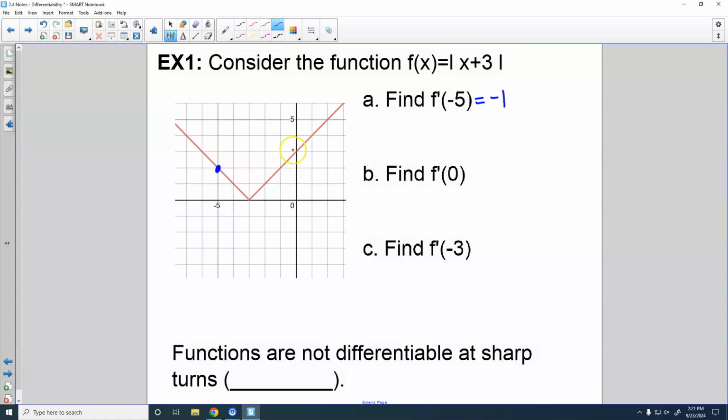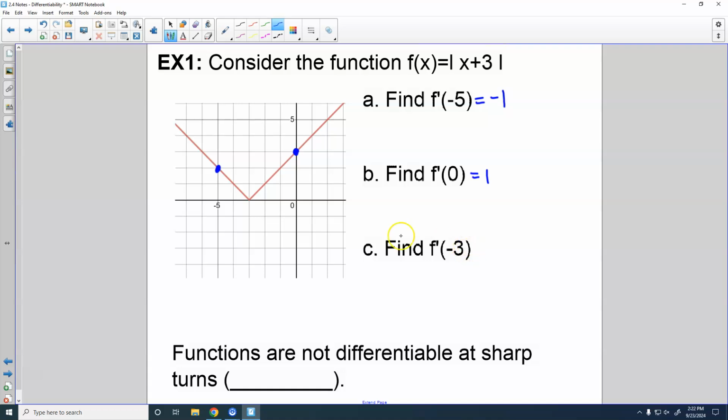Then it asks for f prime of 0. Emma, what is f prime of 0? What is f prime anyway? What's the derivative? Slope. So at 0, Emma, what's the slope of that line? It's just 1. Good. So this is pretty easy to find at almost every point on the graph, except where?